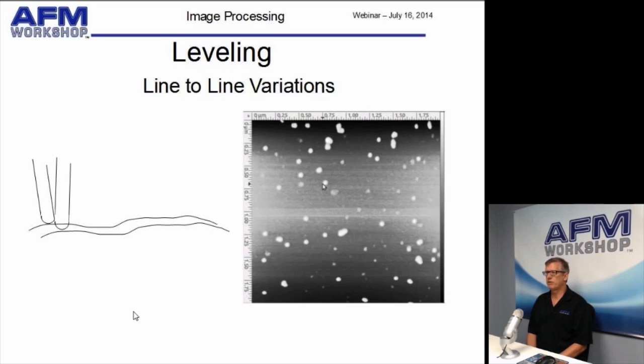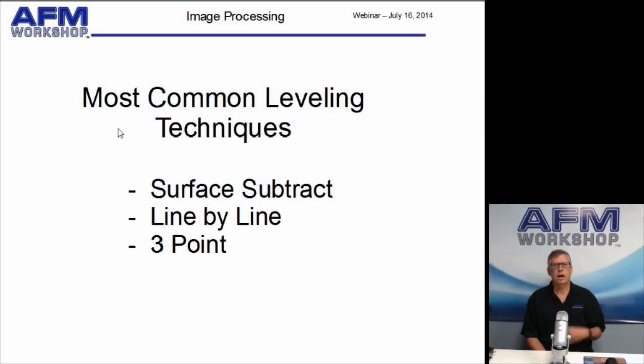Second, when you use an atomic force microscope, quite often you'll see streaking in the image, which comes from many sources. It could be vibrations, it could be thermal drift, or it could be that the tip picked up a small nanoscopic piece of material on its end, and it changed the height of the image. And so you have to remove these line-by-line variations. So the most common leveling techniques are a surface subtract, a line-by-line subtract, and a three-point subtract. So I'll talk about these now.